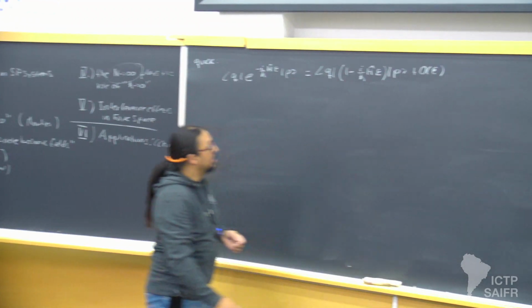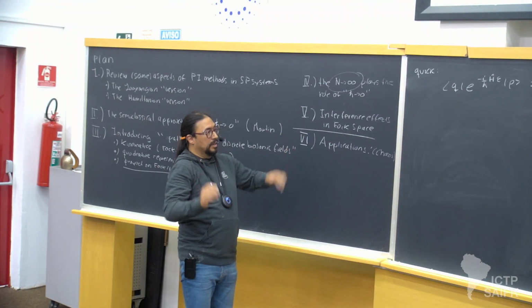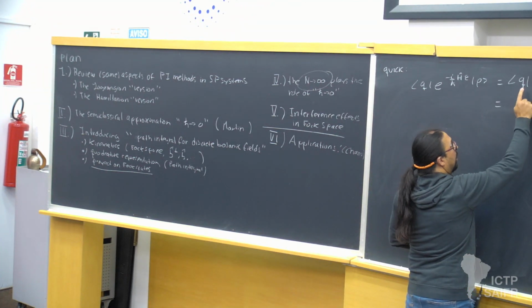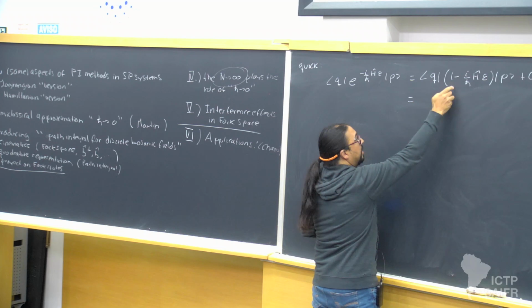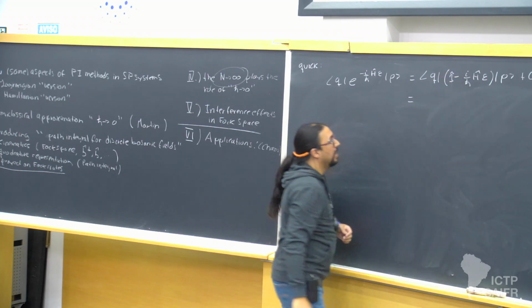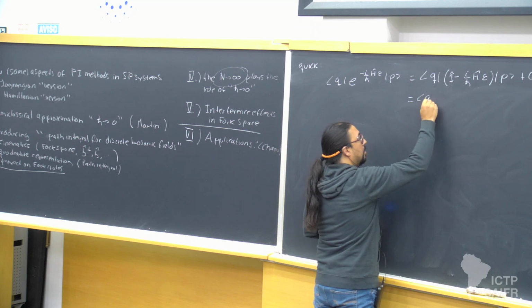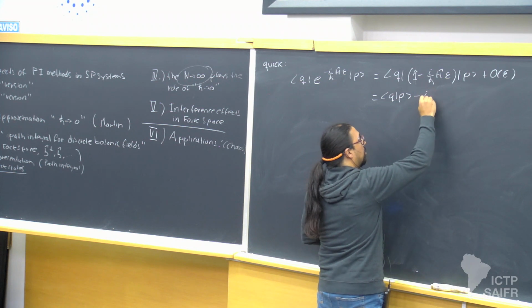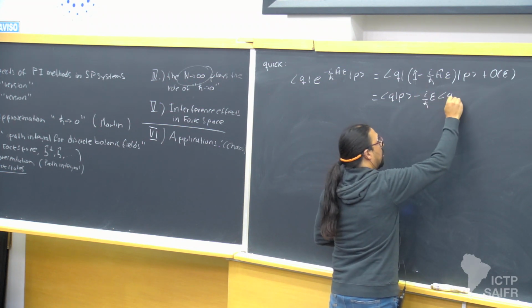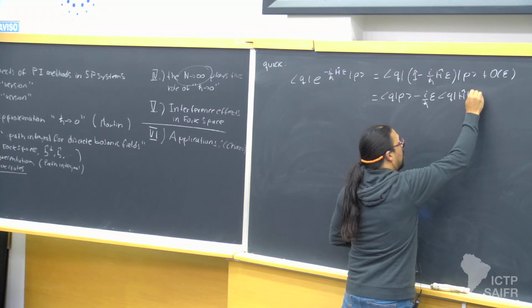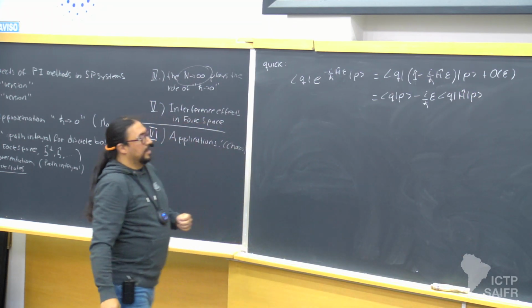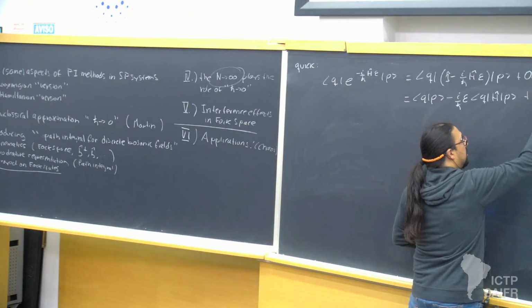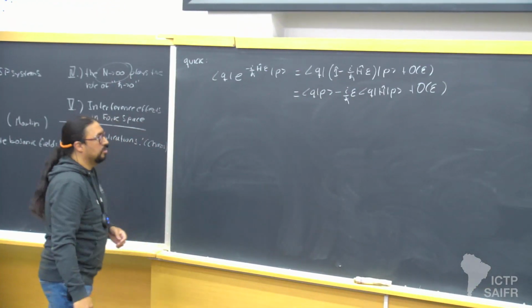Again, I expand the exponential up to first order. Now, look at what I'm going to do. This Q with this P, with this 1 here, let's do it right. This is one operator, which gives me simply this. And then I have this term minus i over h bar epsilon, Q H P. And now comes the trick. Look, it's not a trick. And this has an error that goes to 0 as epsilon goes to 0.